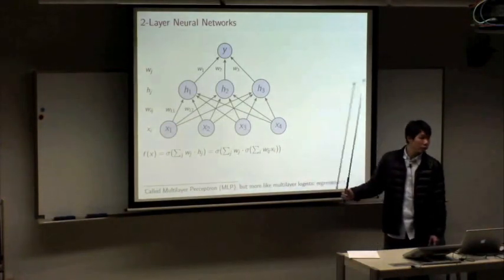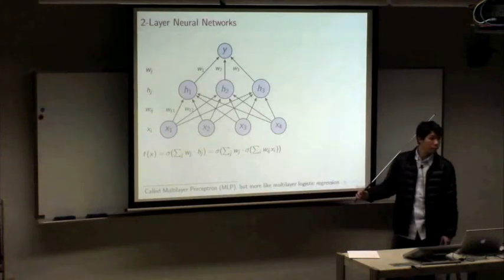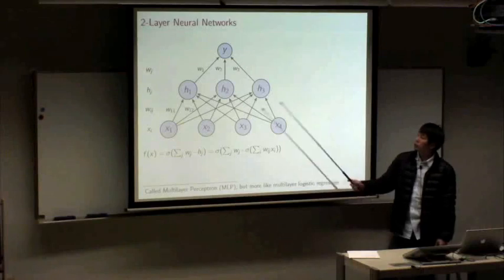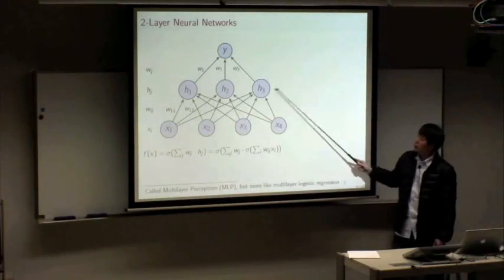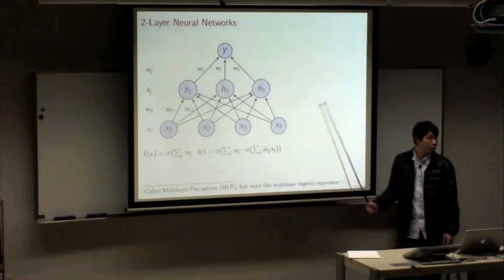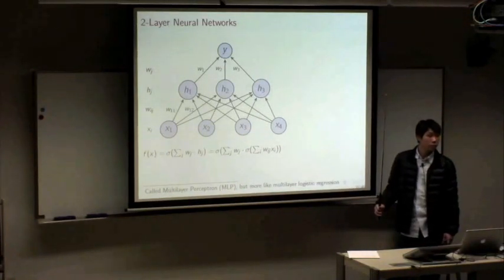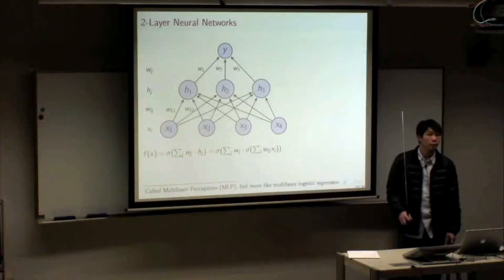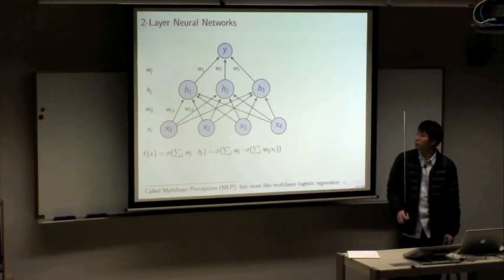Is the number of hidden nodes determined by the number of weights or something? So you decide the number of hidden nodes, and that will also decide the number of weights. Did that answer your question? Okay.